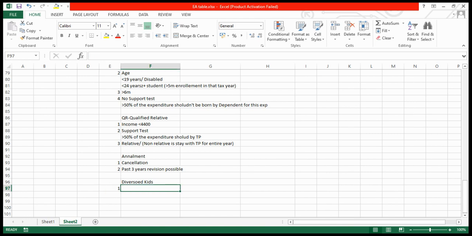Time test. One is the time test. Whoever is spending more time with the child is qualified to take him as a dependent. In case of a divorced kid, who is going to spend time with the child is the main criteria to identify the dependent.